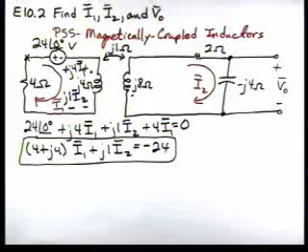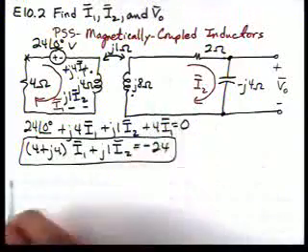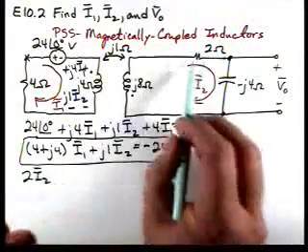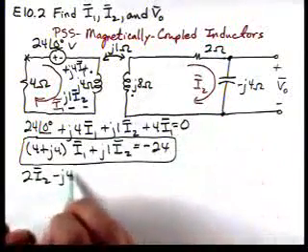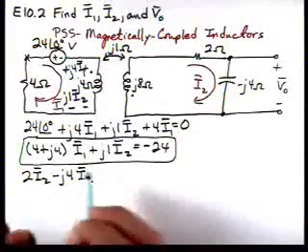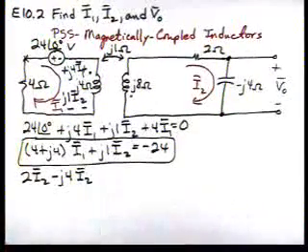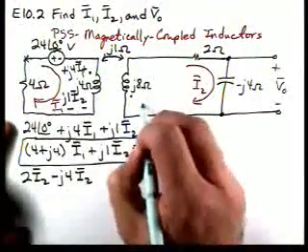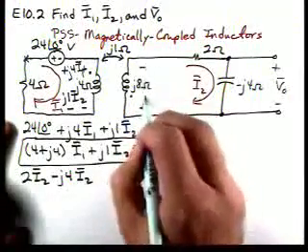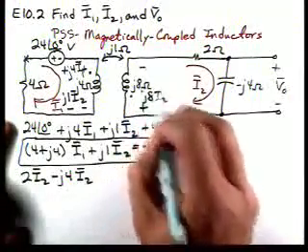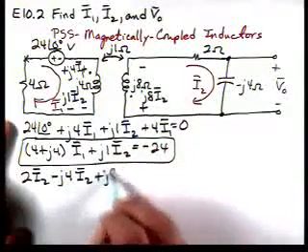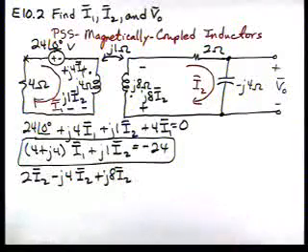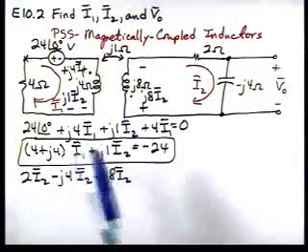Now let's do the second mesh. So if we start, we'll have 2I2 drop here, we'll have minus J4I2. Now as we come around to our coil, we'll have one voltage here that's J8I2, and that's due to current I2 flowing. And now we also have a voltage term due to current flowing over here.